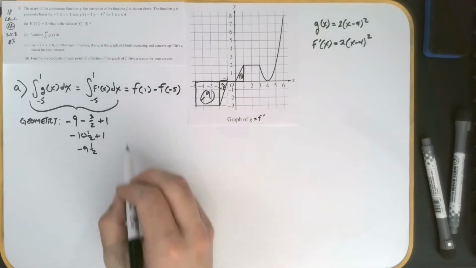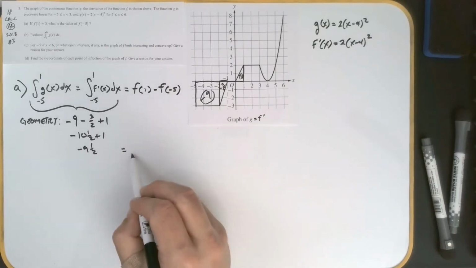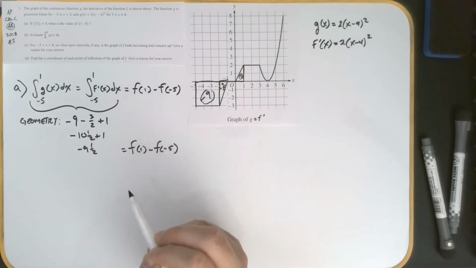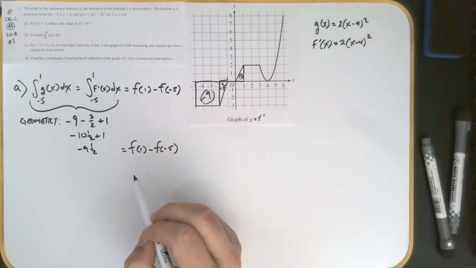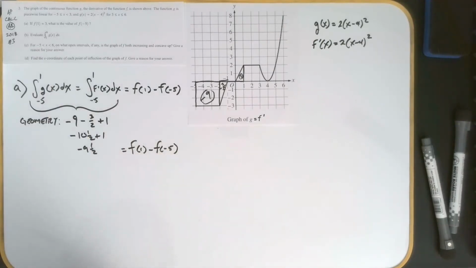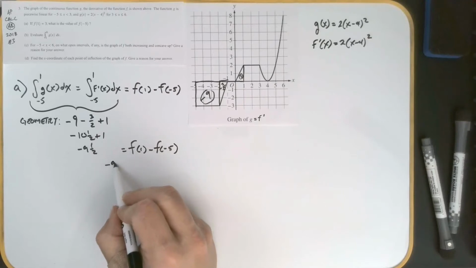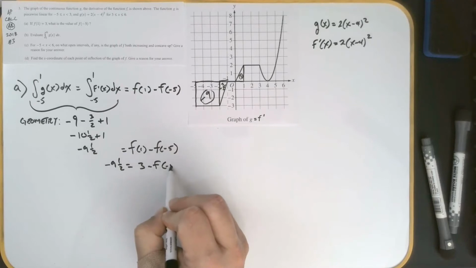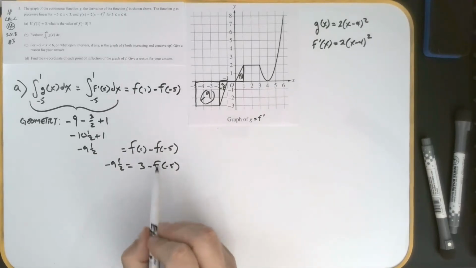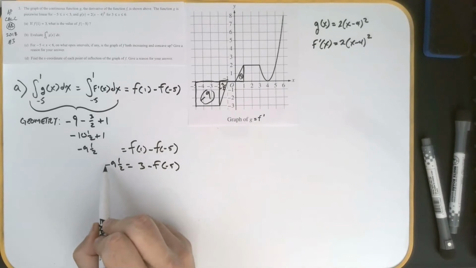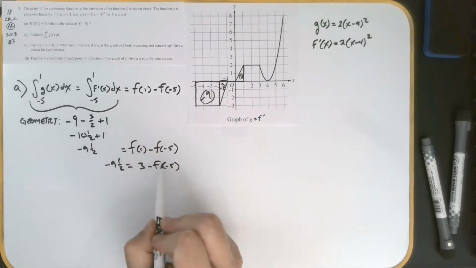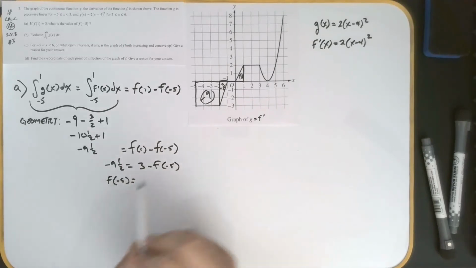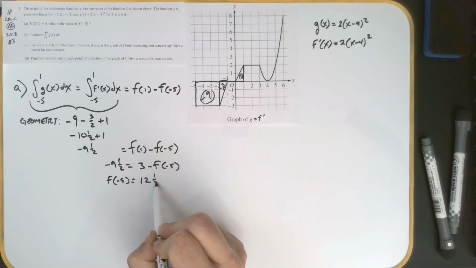Now that's equal to, I'm just going to pull this down here, that's equal to f of 1 minus f of negative 5. Okay? And then they told us in the question up here, they said f of 1 is equal to 3. Well, that means negative 9.5 is equal to 3 minus f of negative 5. And the question is wanting to know what f of negative 5 is. So I'm going to add the f of negative 5 over. I'm going to add over the 9/2. And so what I wind up with for a final answer is f of negative 5 is equal to 12.5.